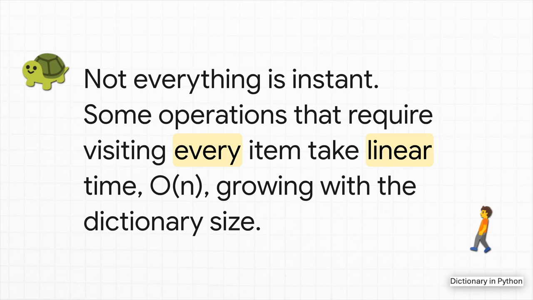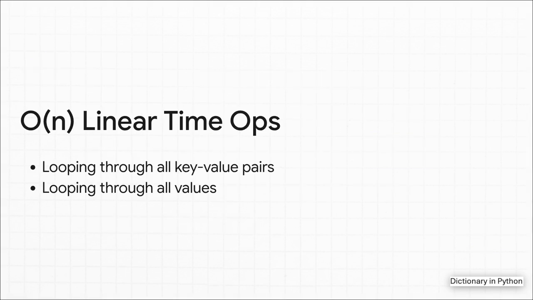But, and this is an important but, not everything is constant time. Sometimes you need to do things that even hashing can't speed up, and these operations fall into that other category, O(n). It just makes sense, right? If your goal is to look at every single item in the dictionary, like if you're looping through all its keys and values, then there's no magic shortcut. You have to visit each of the n items one by one, and so the time it takes will grow in a straight line with the size of the dictionary.